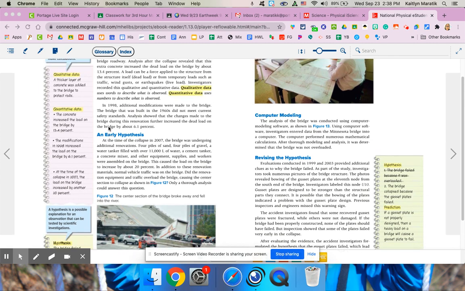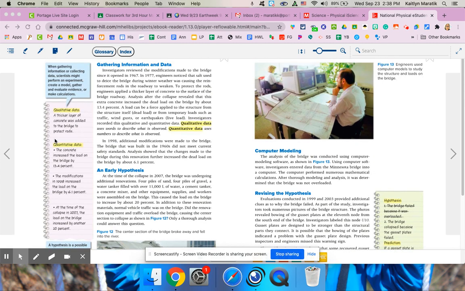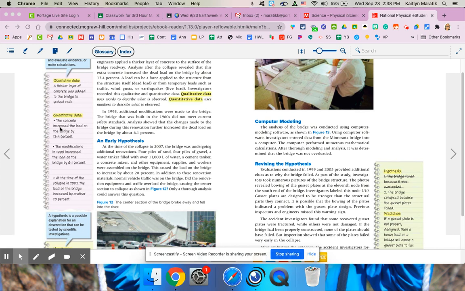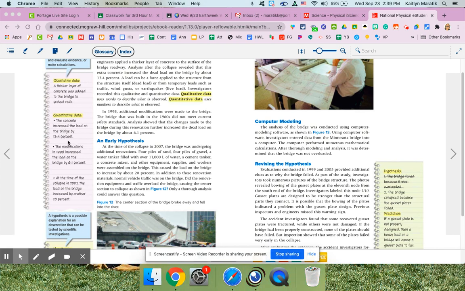And actually, before I go there, if you look on the side, they've just got some examples of what qualitative and quantitative data is. So, qualitative is there's a thick layer of concrete added to the bridge. Quantitative is saying that it increased the load by 13.4%. The modifications in 1998 increased it by 6.1%. So, those percents, meaning that there was more weight on the bridge, that is our quantitative data because it's a number, where qualitative is the qualities of it.